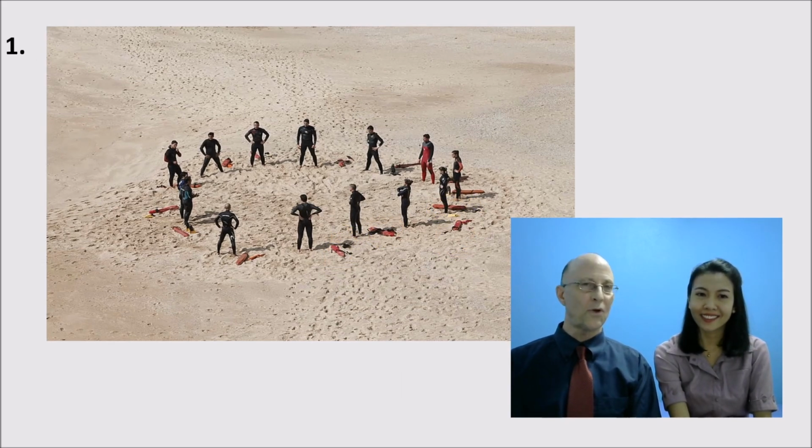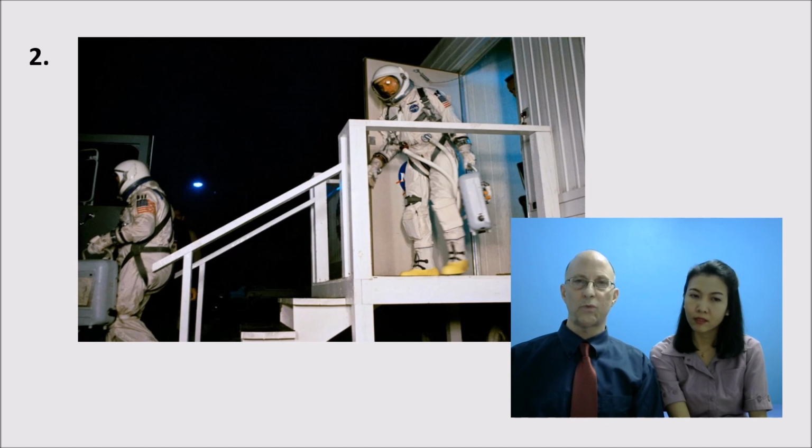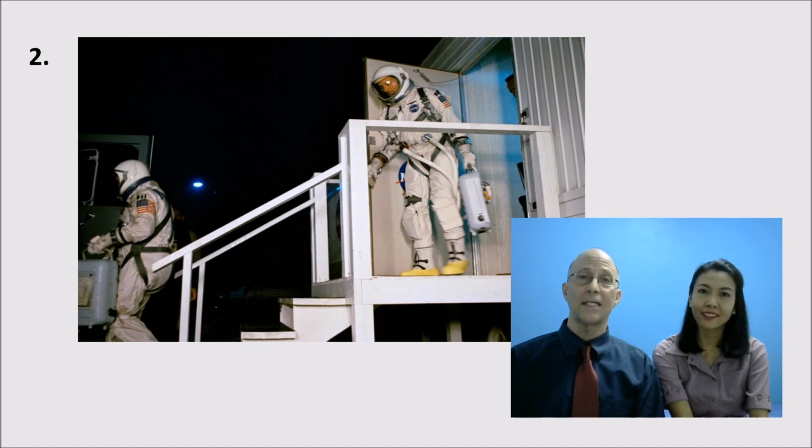A group of people are standing in a circle. So C is the correct choice. For all of these examples, we're going to leave the correct answer till last. Because A is the correct answer, we're skipping directly to B.